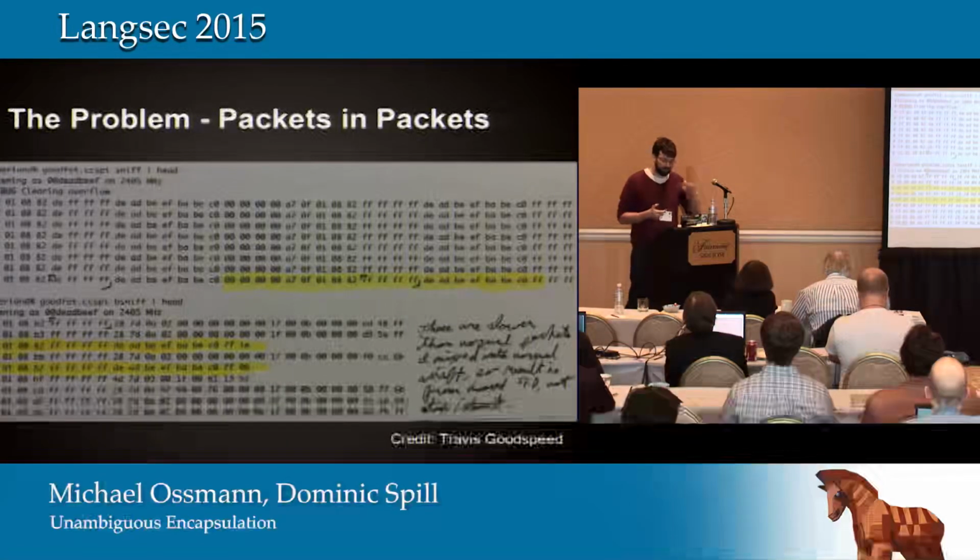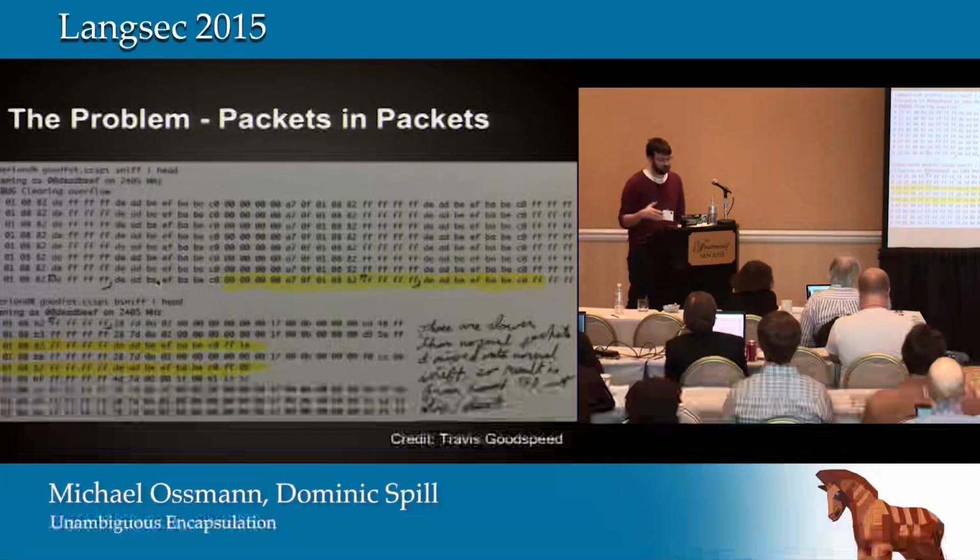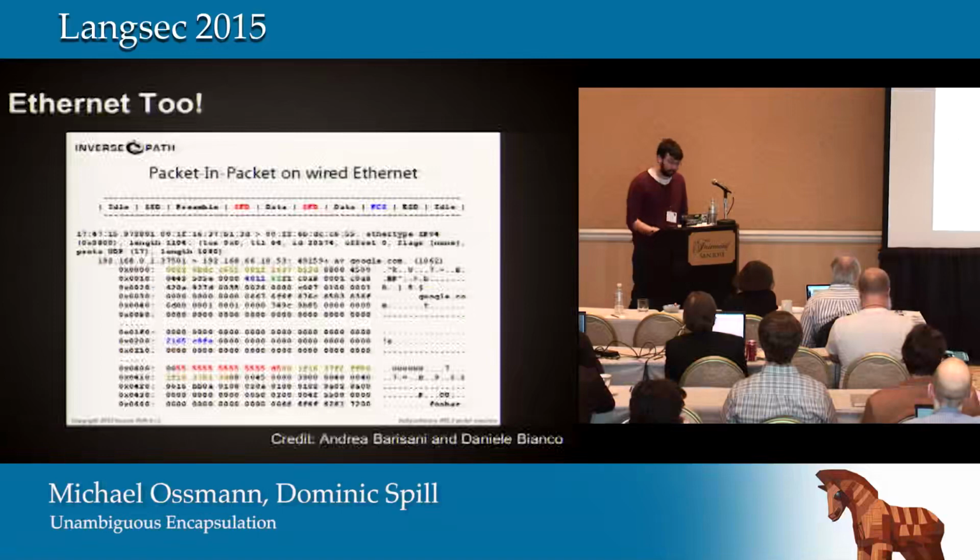And you can see this here in these packets down here that have been received. This is taken from Travis's talk. And he did this with Zigbee. But interestingly, Daniele and Andrea from Inverse Path managed to make this work with wired Ethernet, which was a fantastic Black Hat talk 2 years ago. And there's a paper on the Inverse Path website about it, and it's well worth a read.